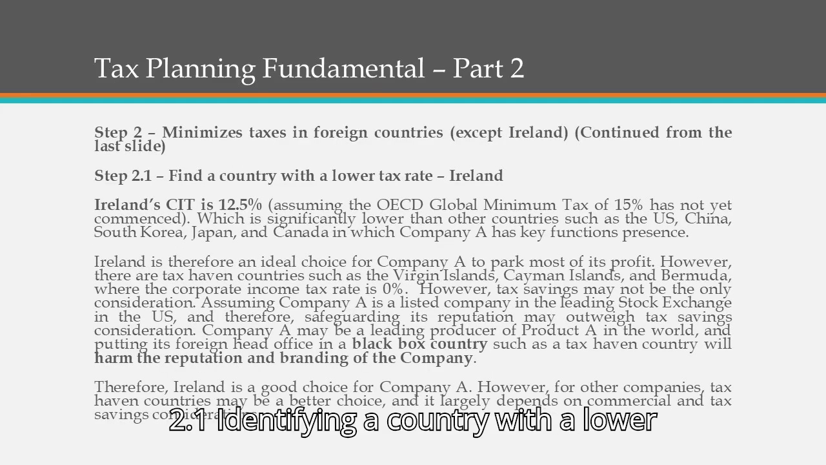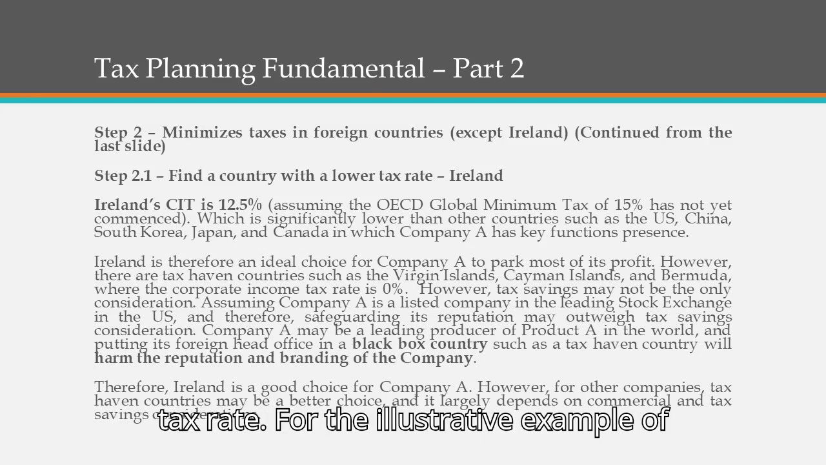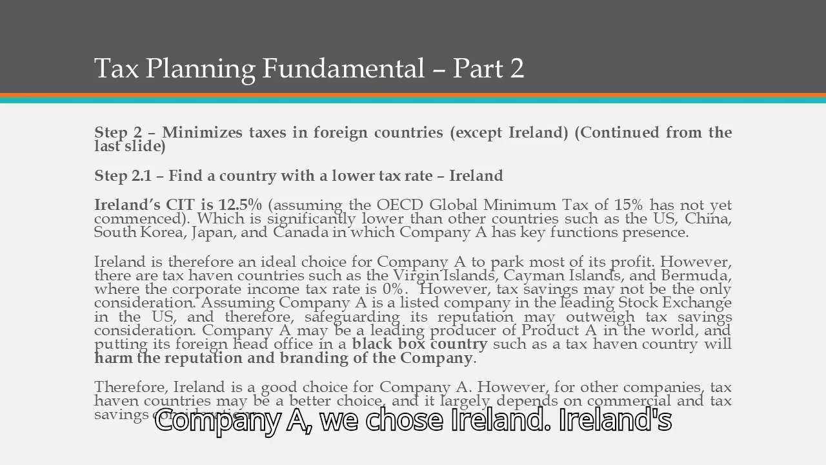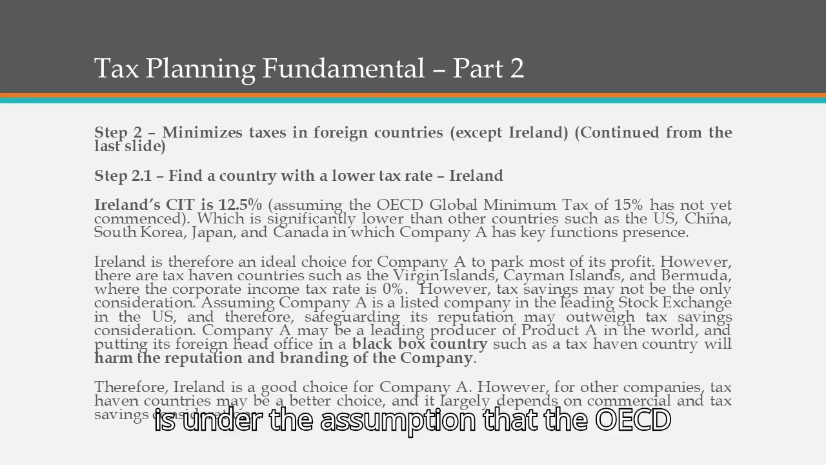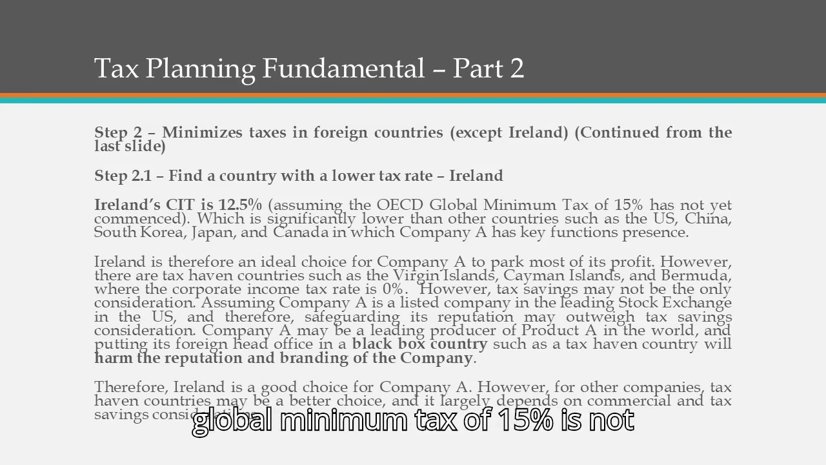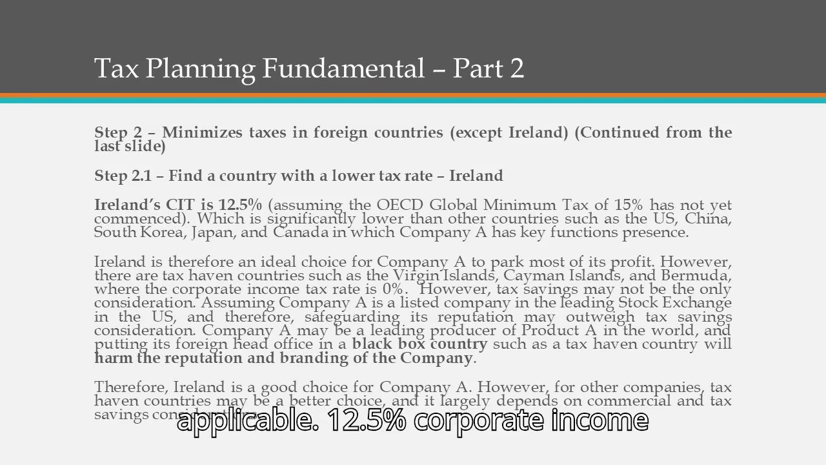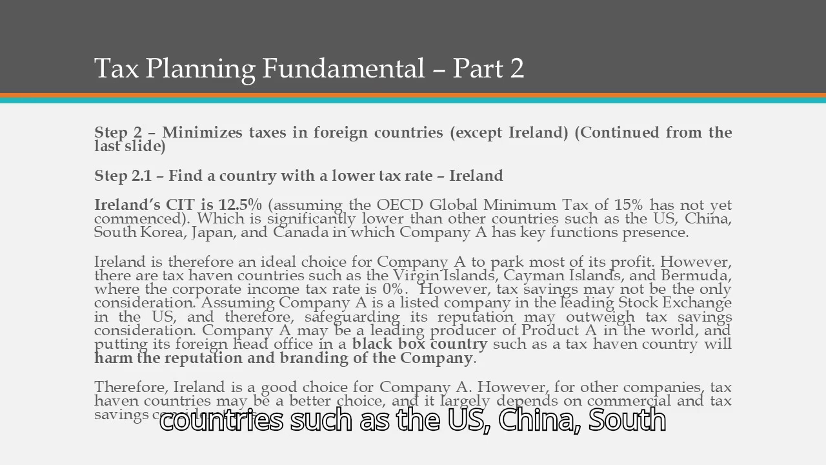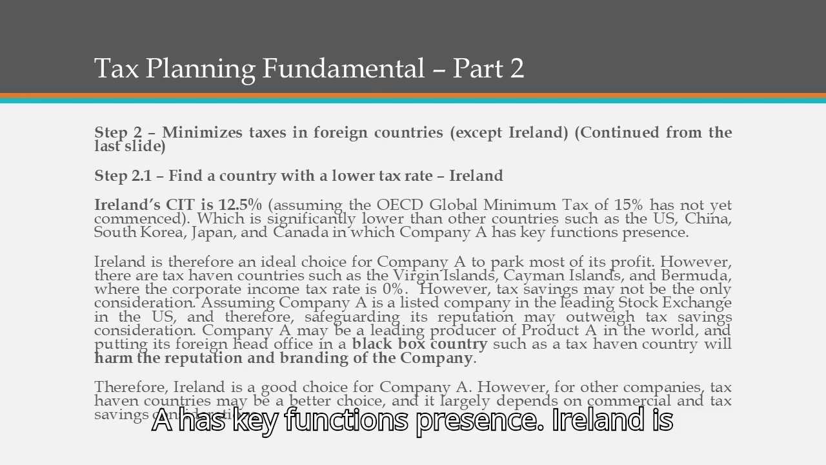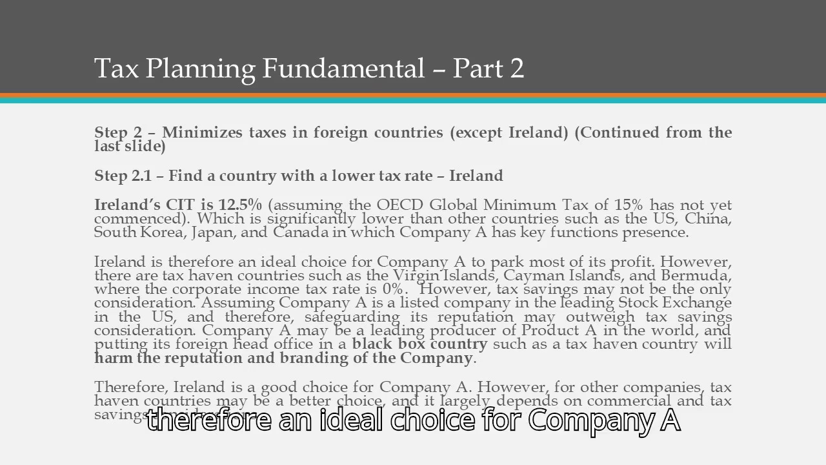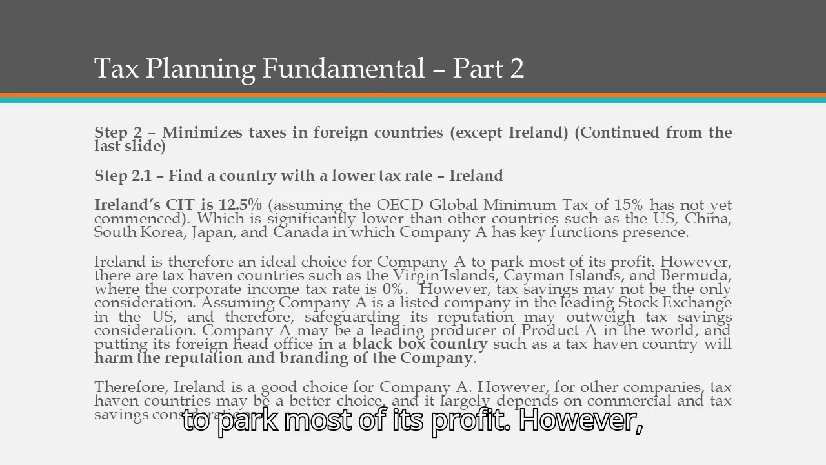Step 2.1. Identifying a country with a lower tax rate. For the illustrative example of Company A, we chose Ireland. Ireland's corporate income tax is 12.5%. This is under the assumption that the OECD global minimum tax of 15% is not applicable. 12.5% corporate income tax is significantly lower than all other countries such as the US, China, South Korea, Japan, and Canada in which Company A has key functions present. Ireland is therefore an ideal choice for Company A to park most of its profit.